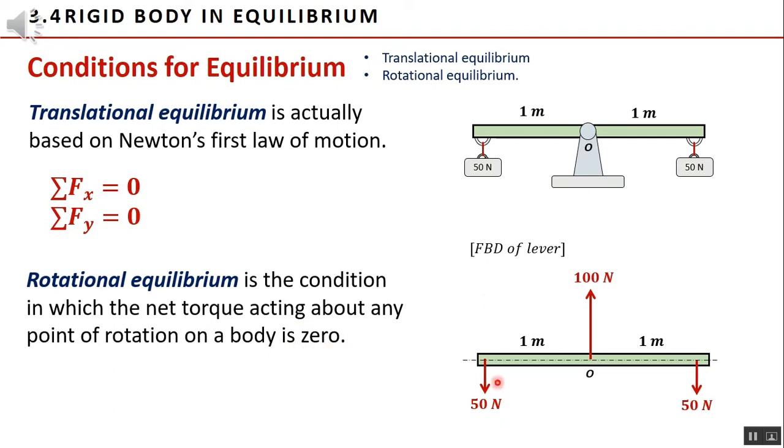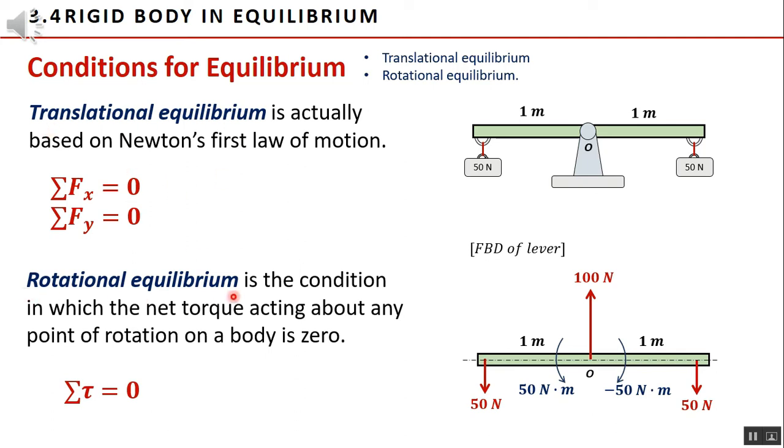Here, if we take the net torque about the fulcrum O, the 50 N weight on the left end produces 50 N·m of torque, while the other 50 N weight produces negative 50 N·m of torque. Since the 100 N reaction directly acts at point O, it does not create torque about this point. With these, the net torque is zero. Remember, to fully attain the state of equilibrium, these two conditions must be satisfied.